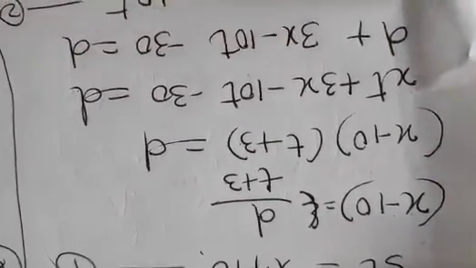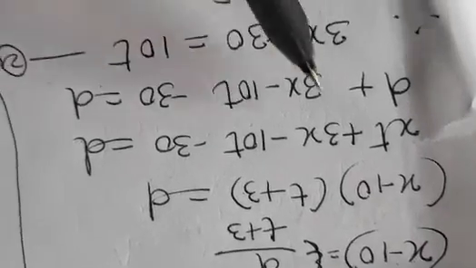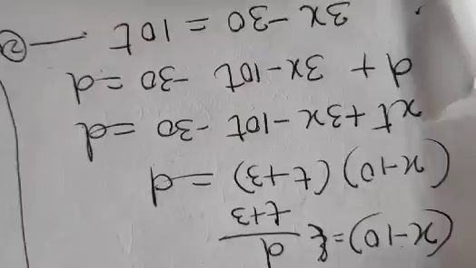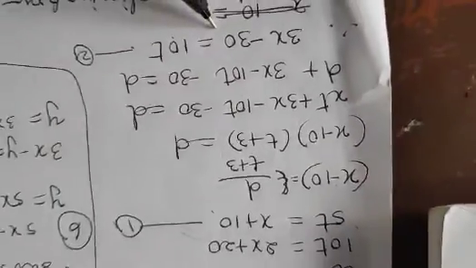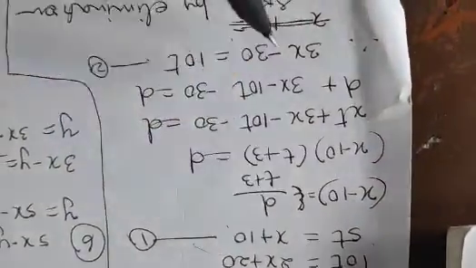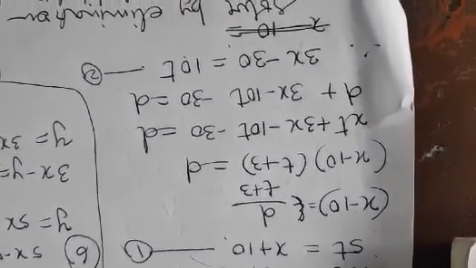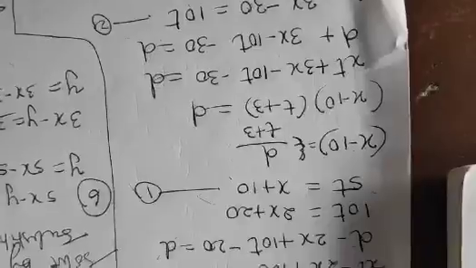So that xt value is d. The remaining part as it is you write. d and d cancel out on both the sides. So 3x minus 30 is 10t. Nothing comes out common. So this is your second equation. This is your first equation. You can solve these equations by elimination or substitution method and get the values. Clear? Next.